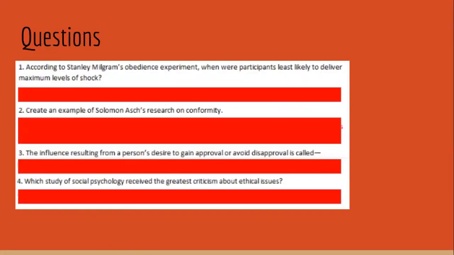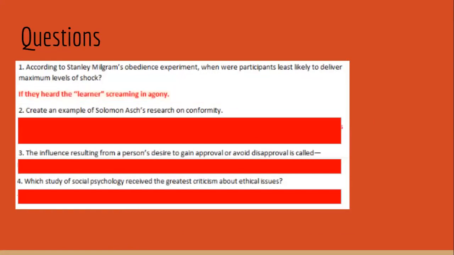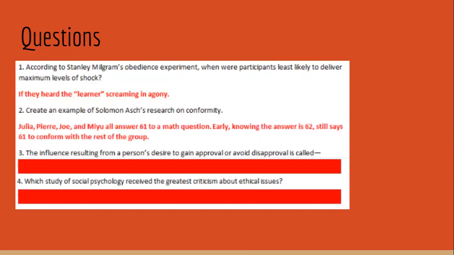According to Milgram, when were participants least likely to deliver maximum levels of shock, or kill, basically? When they heard the learner screaming in agony. Well, I didn't really say that, but that's kind of obvious. Create an example of Asch's research on conformity. That's just what I said.